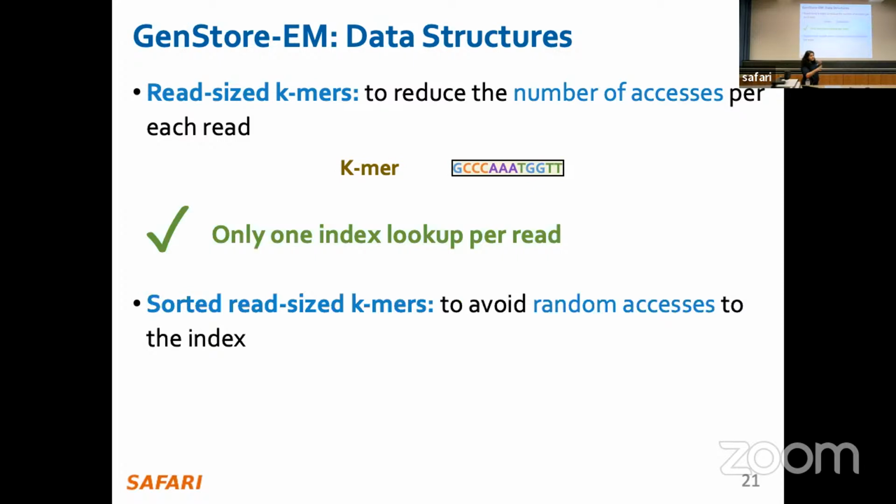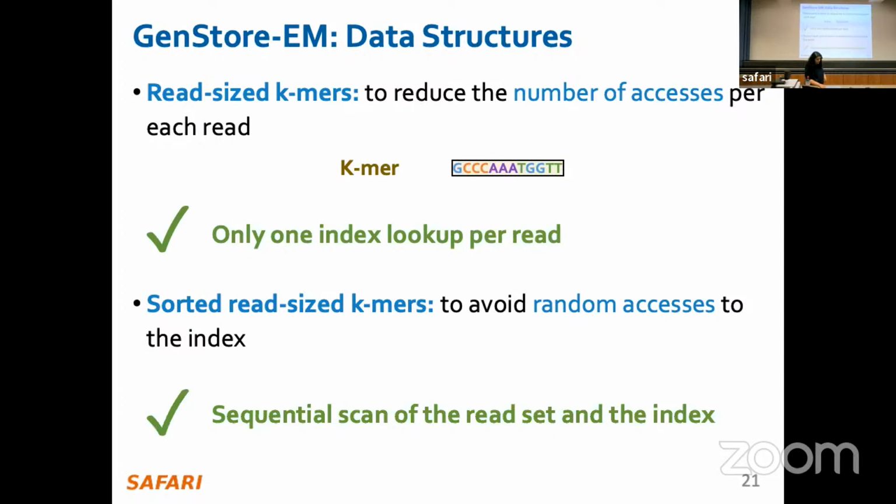Then, since now we have 1 access per read, we can sort these things, because when we sort these read-sized k-mers, we can avoid random accesses to the index if both of them are sorted. Why couldn't we sort before? Because when we had several k-mers, we had to go here and there to random places, so we could not know how to sort, right? But here it's like 1 access, so that gets enabled by it. So we can have sequential scan of the read set and the index that are located in the NAND flash chips.